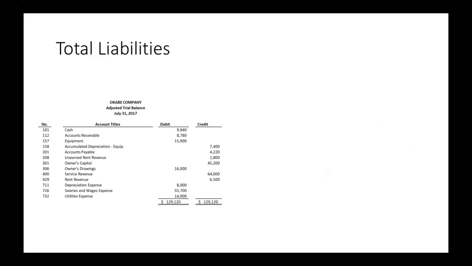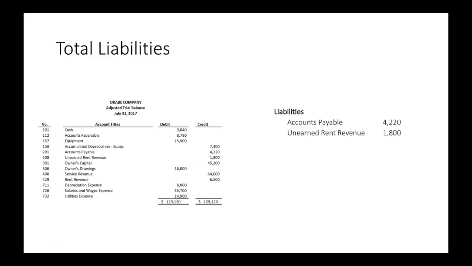Then we need to find our total liabilities. So we take a look back at our adjusted trial balance. And we already said that accounts payable was a liability, so we can toss that in. And then we have unearned rent revenue. And this is one where students get tripped up a lot. Unearned revenue is not a revenue account. If it's unearned revenue, it will be a liability.